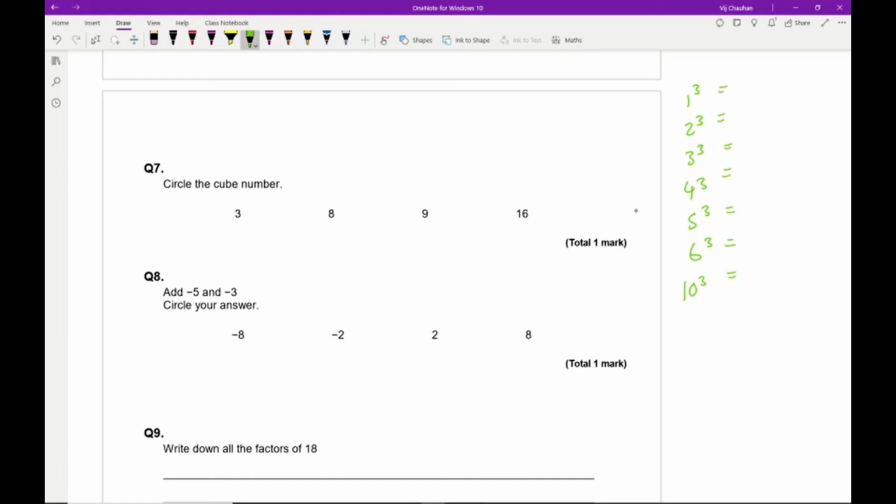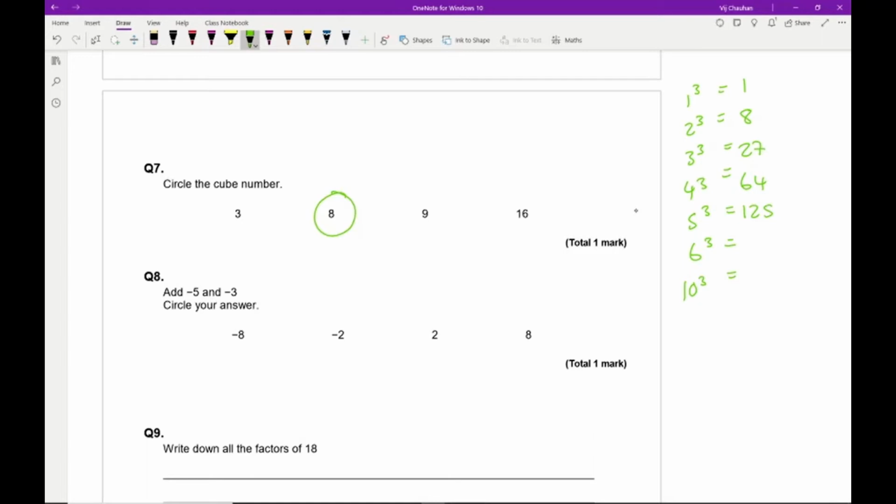So 1 cubed is 1 times 1 times 1, which is 1. 2 cubed is not 6, it's 2 times 2 times 2, which is 8. Then 27, 64, 125. And again, all we're doing is looking at which ones we've got here, and we can see that 8 is our cube number.